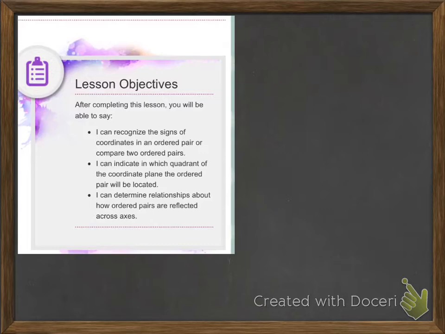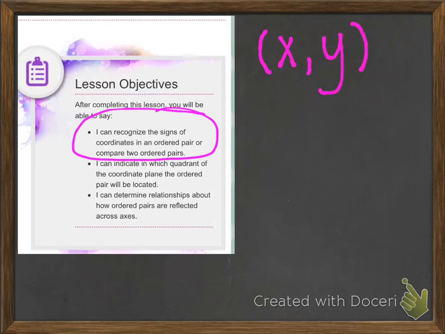All right, there are 3 objectives that they listed in the lesson. So the first one that we're going to go through is: I can recognize the signs of coordinates in an ordered pair or compare 2 ordered pairs. So that's the first one that we're going to be talking about.